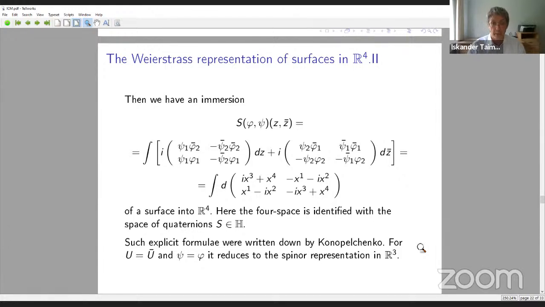I'm writing it in my own manner because I shall use this form later. S is a surface in R⁴, where R⁴ is identified with the space of quaternions. For U real-valued and ψ equal to φ, it reduces to the spinor representation in R³. These explicit formulas were written down again by Konopelchenko, but in 2000, who followed the ideas of Pinkall and his collaborators. They started to consider surfaces in R⁴, but in non-coordinate language.